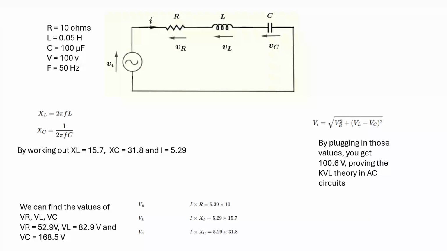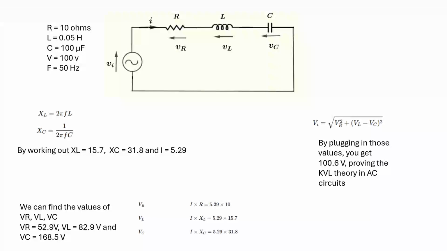For the inductor, the formula is XL equals 2 pi f L. And then for the capacitor, XC equals 1 over 2 pi f C. Then I also worked out the current, which came to be about 5.29 amps. And then using that current, I found the voltage drop across each component: for VR it's I times R, for VL it's I times XL, and for VC it's I times XC.